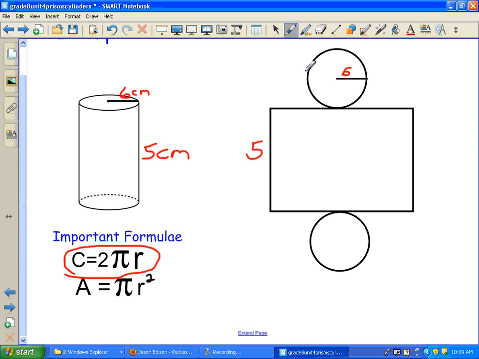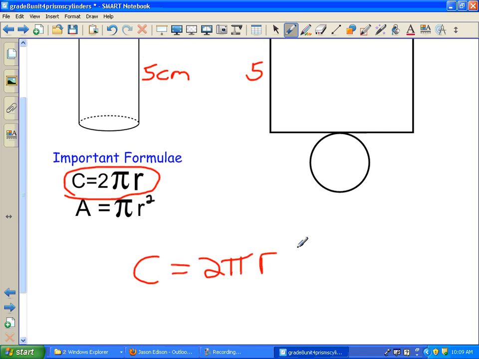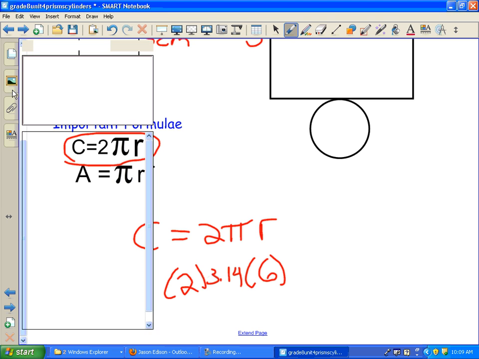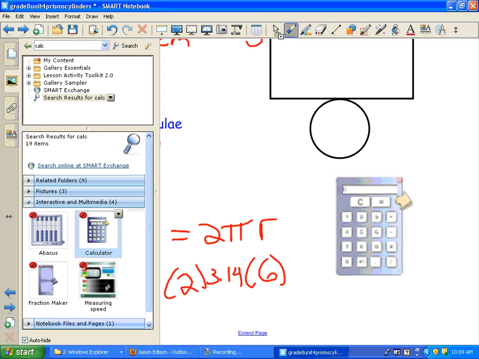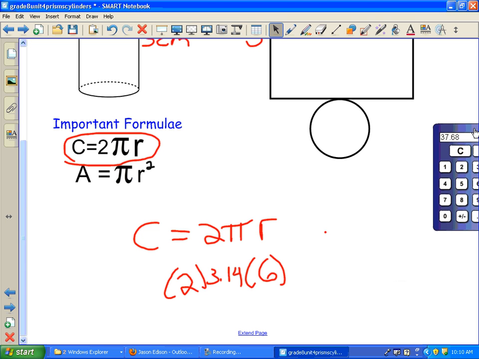So let's figure out what the circumference of the circle is by using this formula. And the formula is 2 pi r. We know the radius is 6. We know that pi is 3.14. And we know that 2 goes in front of it. So let's work that out using our calculator. So we've got 2 times 3.14 times 6. So the circumference is 37.68.